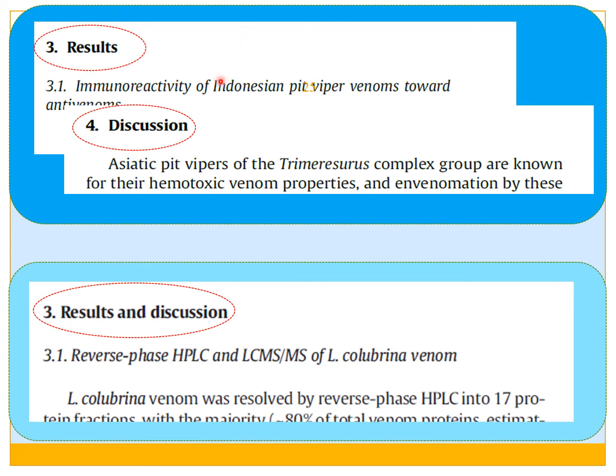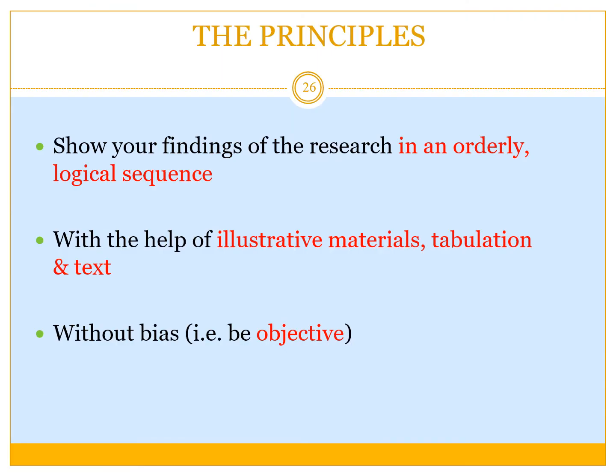Sometimes results can be written together with discussions, depending on the journal that you're submitting your paper to. And most of the time, the results are separated from the discussions. So the principle is to show your findings of the research in an orderly manner, in a logical sequence. And sometimes you can use illustrative materials, tables, to help to write these sections. And you have to be very objective in writing your results.